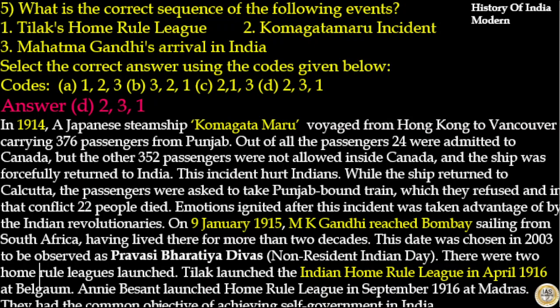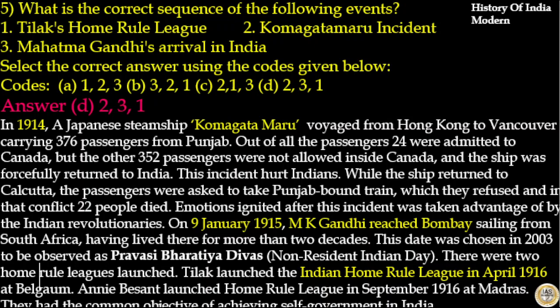In 1914, a Japanese steamship Komagata Maru voyaged from Hong Kong to Vancouver carrying 376 passengers from Punjab. Out of all passengers, 24 were admitted to Canada, but the other 352 passengers were not allowed inside Canada and the ship was forcefully returned to India. This incident hurt Indians. While the ship returned to Calcutta, the passengers were asked to take a Punjab-bound train, which they refused, and in that conflict, 22 people died. Emotions ignited after this incident were taken advantage of by the Indian revolutionaries.